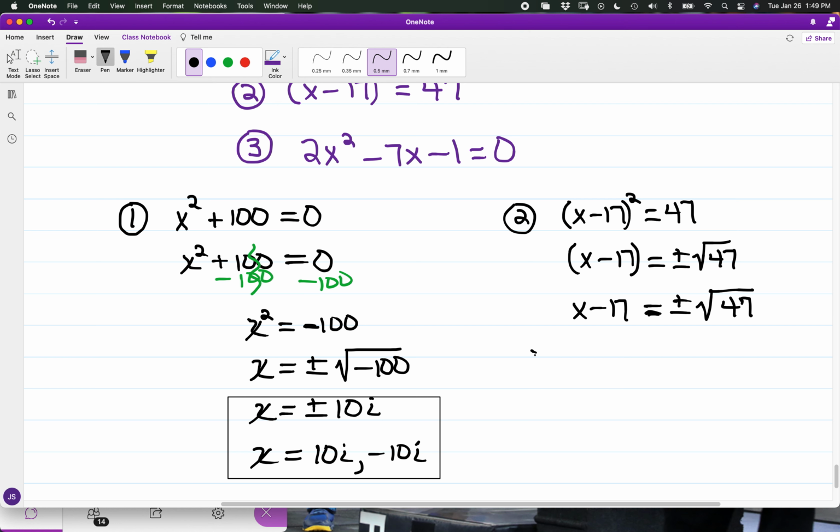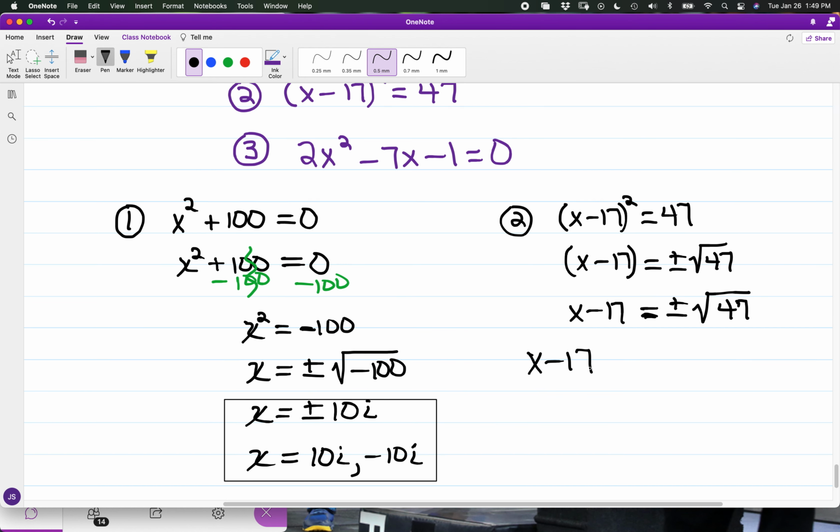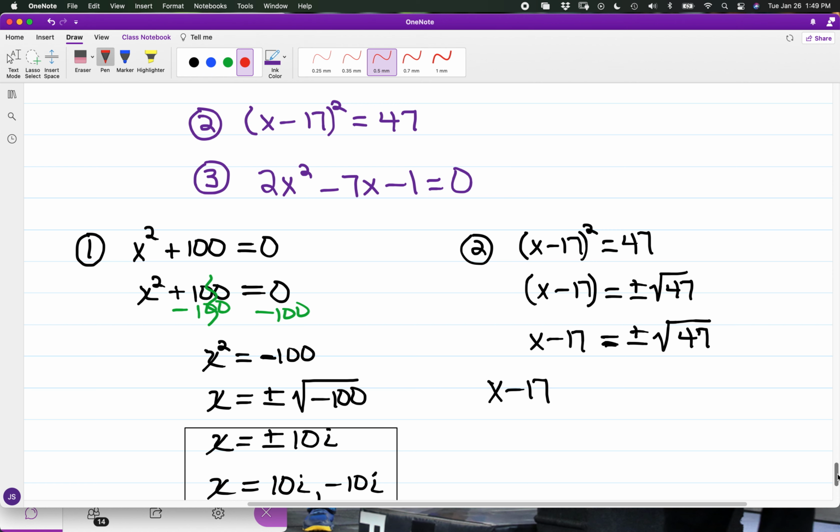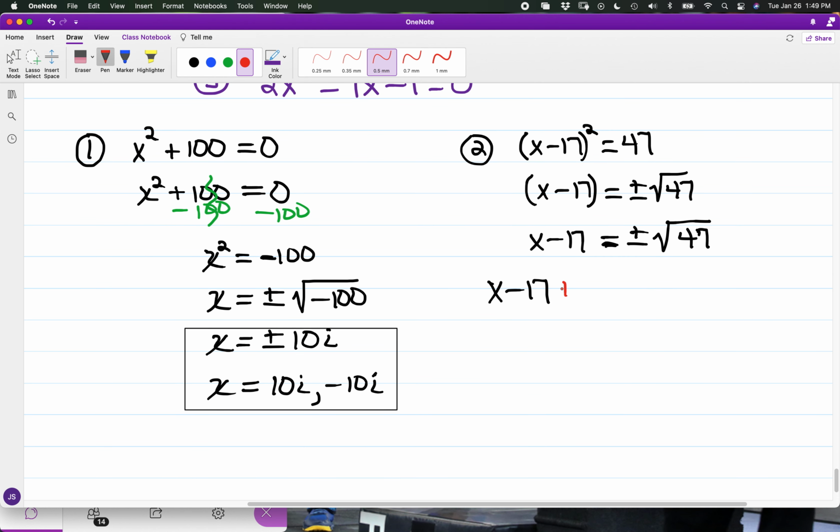And if I solve for x, I'm going to move 17 over. So I'm going to add 17 to both ends of the equation. And as I'm adding 17, I'm going to put the addition of 17 in front of the radical set. And so we're going to have, in compact notation, x equal to 17 plus or minus the square root of 47.